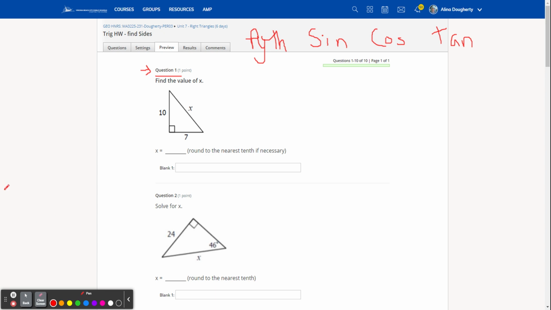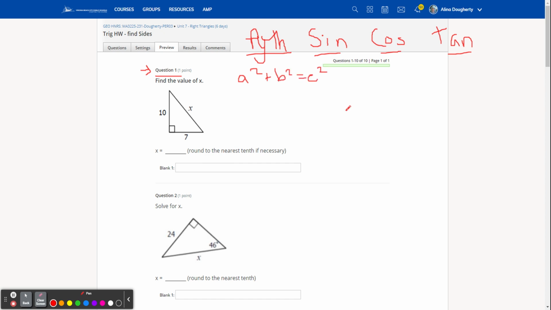If you're in the classroom, talk to your neighbor. If you're in the Zoom, put it in the chat. What did you do? Pythagorean theorem, sine, cosine, or tangent? I heard some mumbling in the classroom. Make sure your partner knows what to do. All right, what did we use? Pythagorean theorem. What is Pythagorean theorem? A squared plus B squared equals C squared.